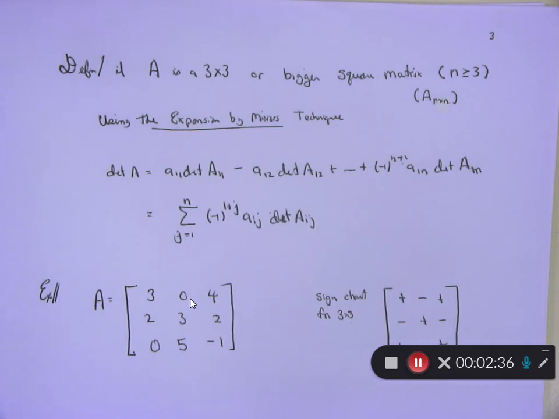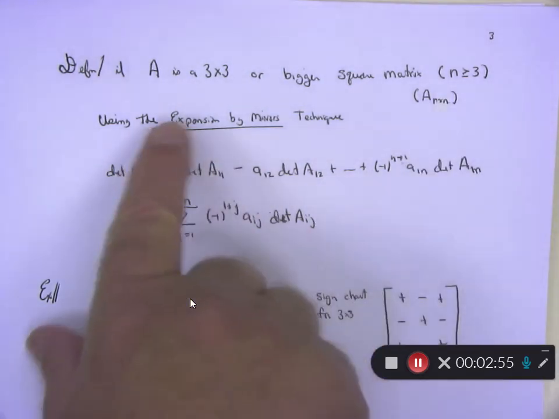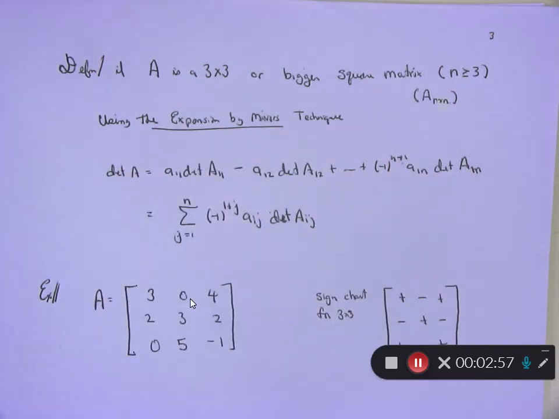Picking up where we left off here in section 8.1, we'll start ourselves out with a 3 by 3 matrix, so a definition. If A is a 3 by 3 or bigger square matrix, so n has to be greater than or equal to 3, then we can use the expansion by minors technique.